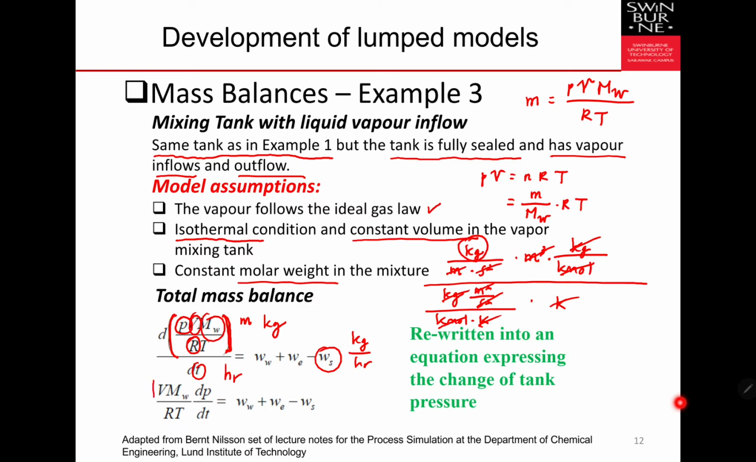Now what we need to do is to see that this volume is a constant volume, the molecular weight is a constant, the gas constant is a constant, and temperature is also constant. So this term in here can be taken out of the derivative term in here. That means what we essentially have is a change in terms of the pressure with respect to time. Okay, so this is the final expression for the change in the tank pressure.